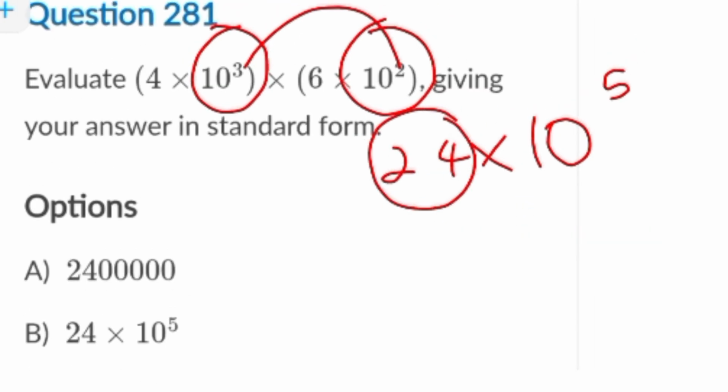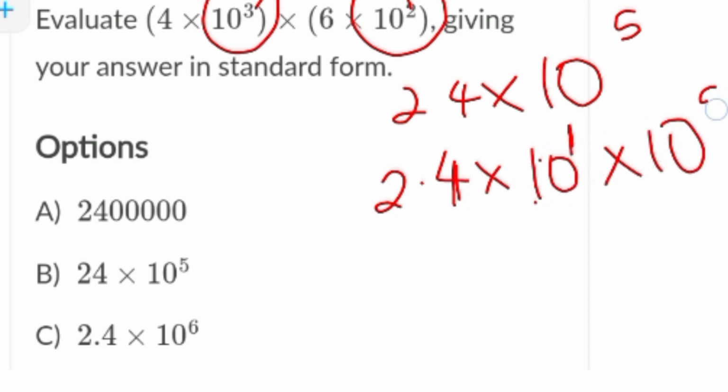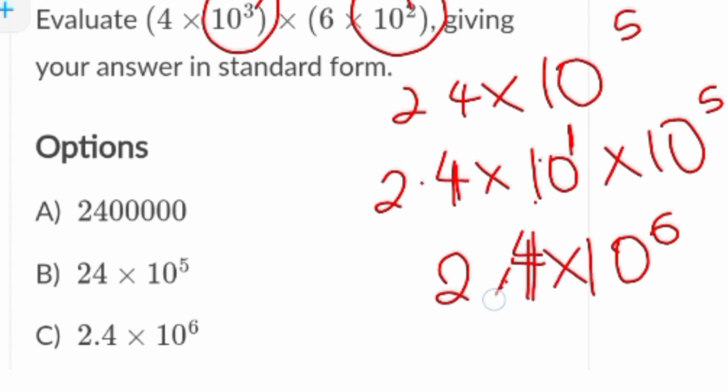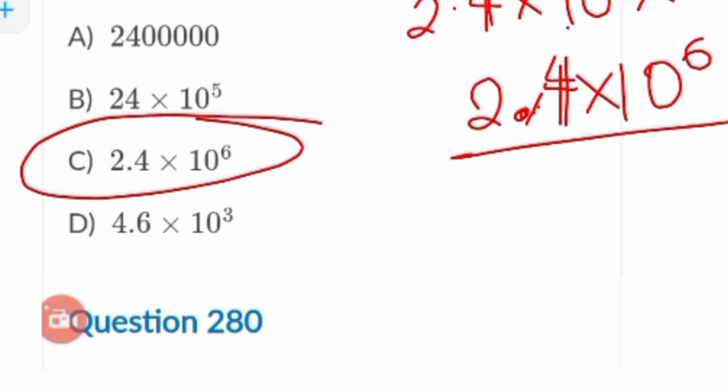24 is not in standard form, so that will give you 2.4 times 10 to the power 1. That's the meaning of this one. Then times 10 to the power 5. Then use indices here again. This one will give you 10 to the power 6, because 5 plus 1 is 6, and in this place will be 2.4 as usual. So I hope you are following. The answer is 2.4 times 10 to the power 6, so that will give us option C as the answer.